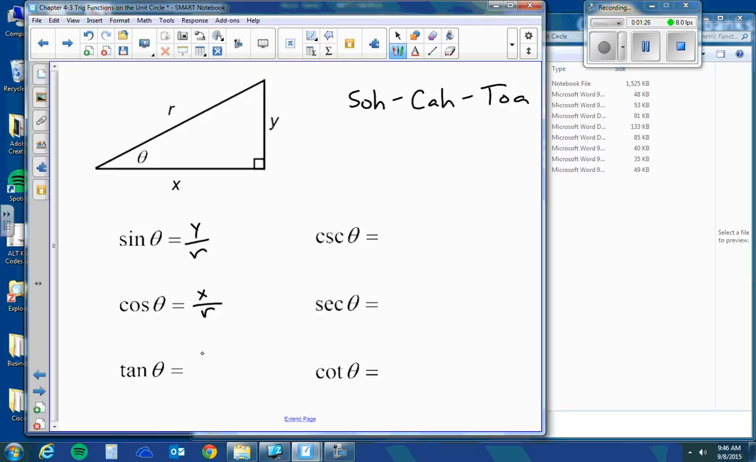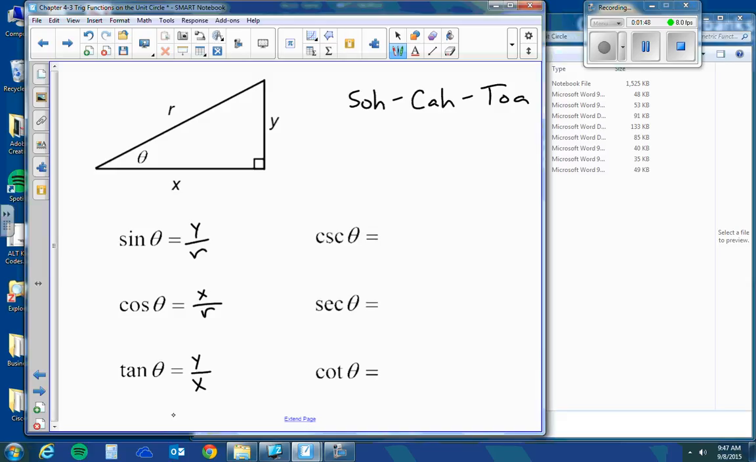Tangent doesn't use the hypotenuse at all. What is tangent? Good. And by the way, tangent is special. When you do calculus, you talk about the slope of the tangent line. And actually, I want you to associate tangent with slope. Slope is delta y over delta x. Tangent's y over x. So there's a close relationship there. Okay? That's all I'm going to say for now. You've got to get tangent right.